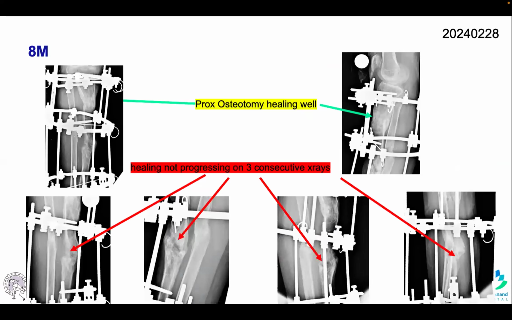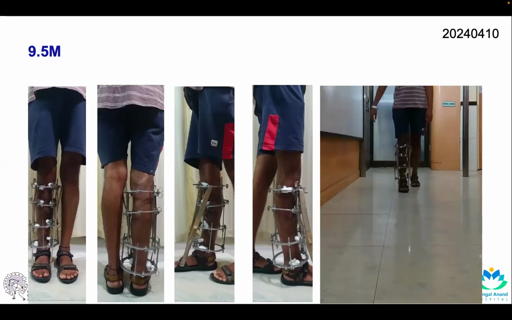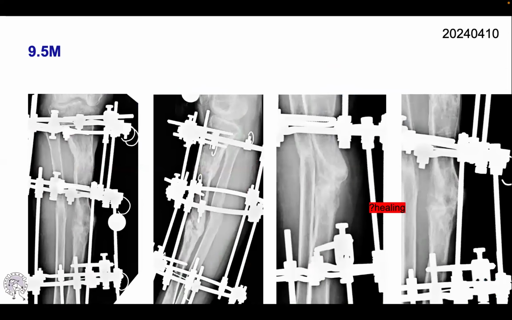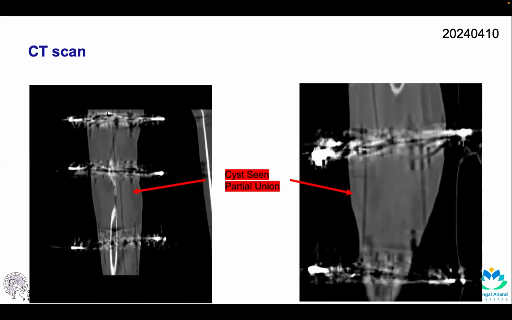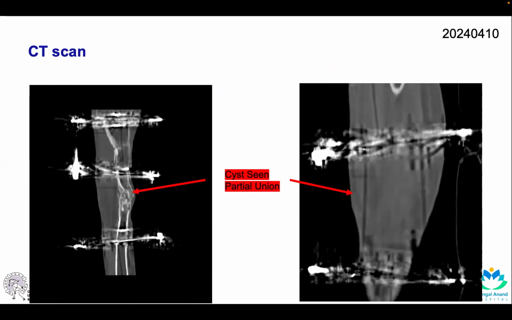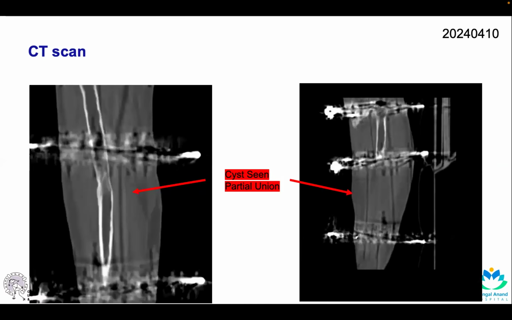At around 8 months, the healing was still not progressing in the 3 consecutive X-rays. However, the proximal osteotomy had completely healed off. So this was his walking at around 9.5 months, and he was walking without any support. He was comfortable in walking. The X-ray still showed that the non-union side had not healed off completely. So we did a CT scan to see whether there was any cyst or there was healing in the non-union side. The CT scan suggested there was some cyst which was formed in both the AP and the lateral views.